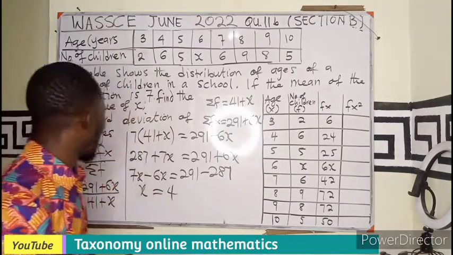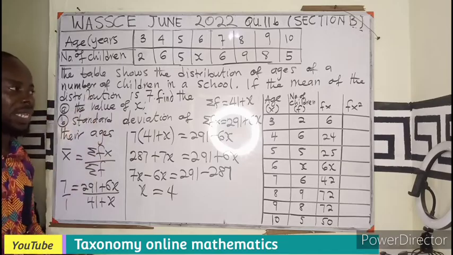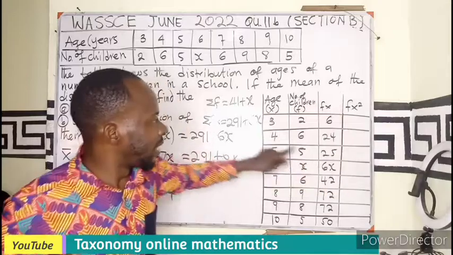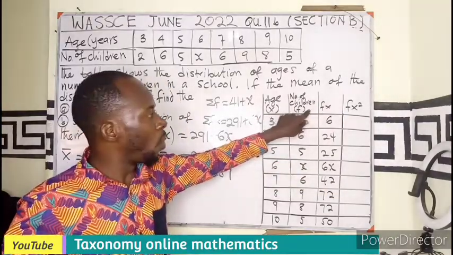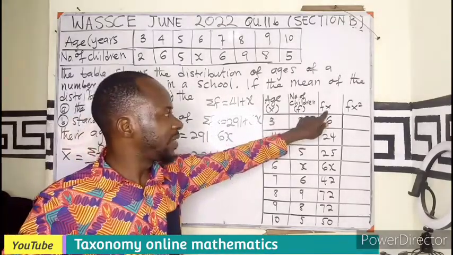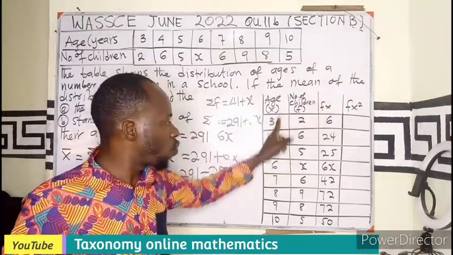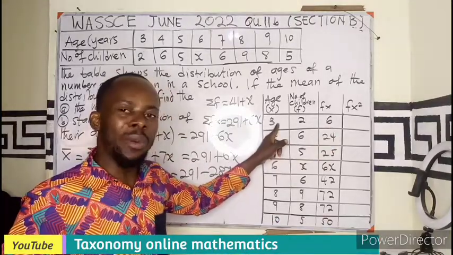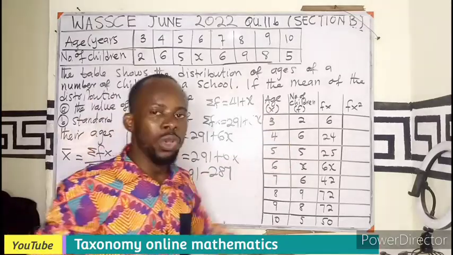Now, the second question is asking for the standard deviation. We know the standard deviation formula also makes use of fx squared, which is either we square the x and multiply by f, or we multiply the fx by x. You know, fx times x will be fx squared. So there is no need of finding the square of this before multiplying. I have these values here. I'll only multiply them by our x values to get those values as well.